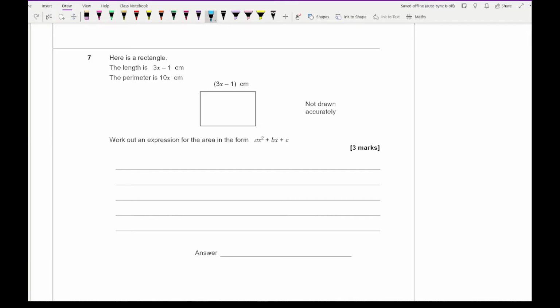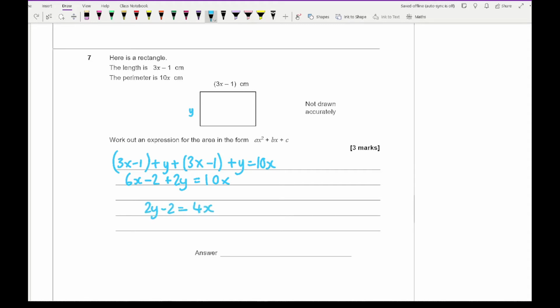So first things first, if I just call this y, then I've got 3x minus 1 plus y plus 3x minus 1 plus y equals 10x. So from this, I've got 6x minus 2 plus 2y equals 10x. And then here, it's going to be 2y minus 2 equals 4x.